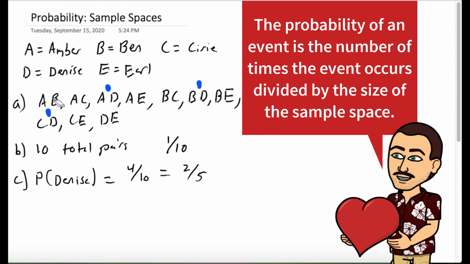Okay, and now for the last part, well, let's get rid of these blue dots. For the last part, it asks for what is the probability, so P of no Ben and no Earl. So we want neither of the men on this trip. So again, let's bring out the dot. Maybe Amber and Sari go together, or Amber and Denise, or maybe it's Sari and Denise. And those are the only 3 options. So the probability of no men going on the trip is 3 out of the total 10. So 3/10. And that's it.